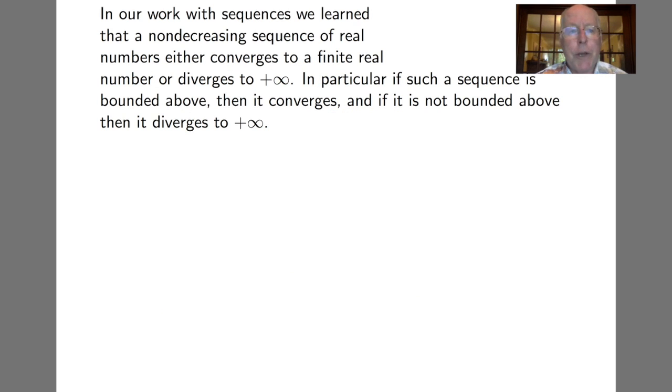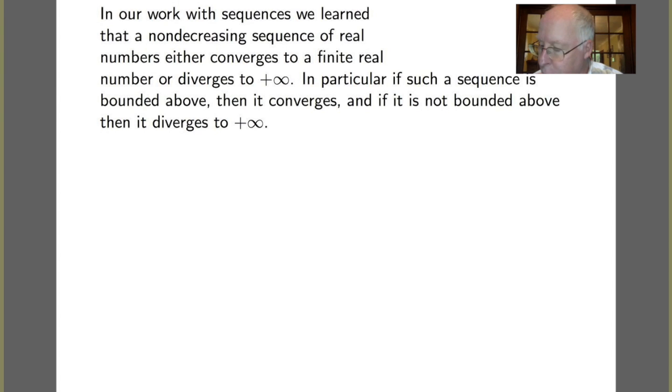In our work with sequences, we learned that a non-decreasing sequence of real numbers either converges to a finite number or diverges to plus infinity. In other words, it can't go to minus infinity and it can't oscillate. There's just these two possibilities.